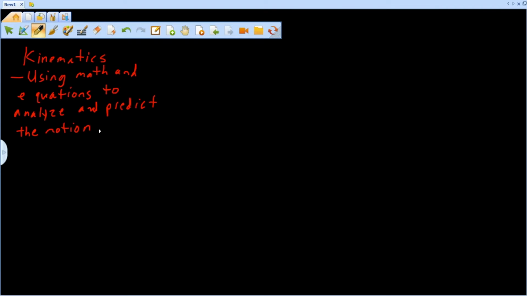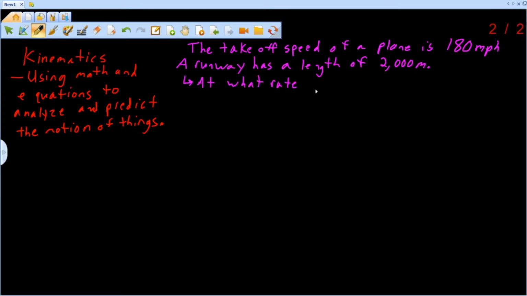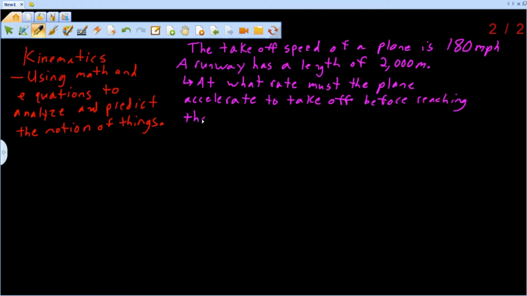We're going to analyze the takeoff speed of a plane on a runway at Midway or O'Hare Airport. Generally speaking, the takeoff speed of a plane is about 180 miles per hour, and the runway has a length of 2,000 meters. We want to analyze this problem to figure out at what rate must that plane accelerate to take off before reaching the end of the runway, and also how long does that take? When we're asked to figure out how long something takes, that's just asking us to figure out how much time is needed for that event to occur.